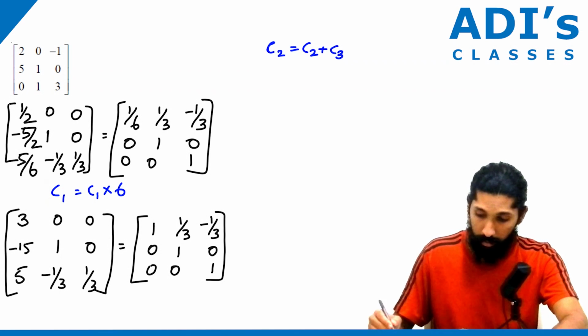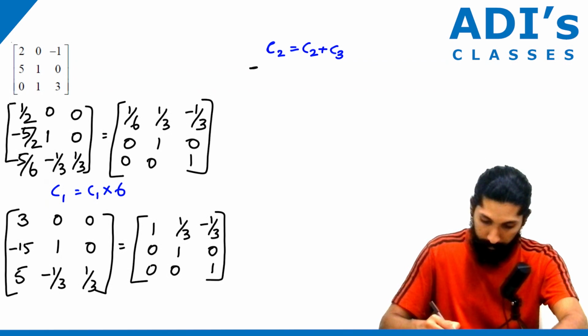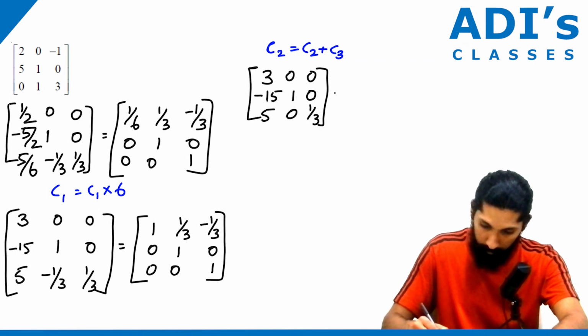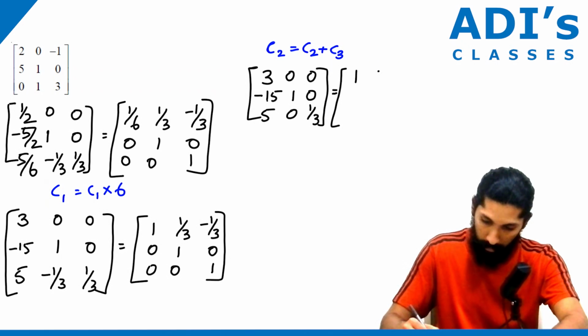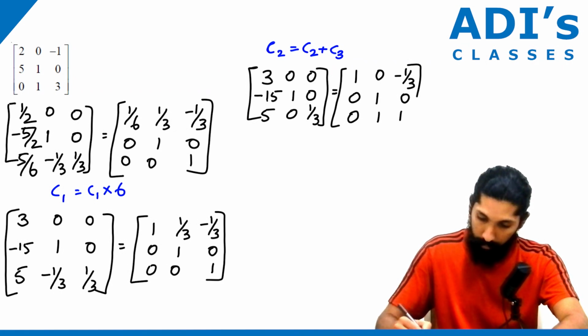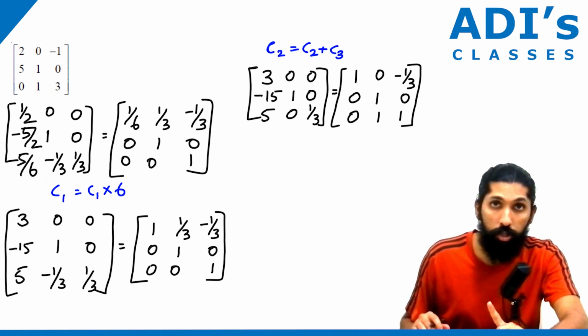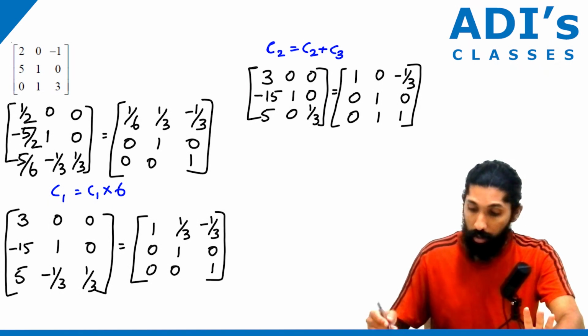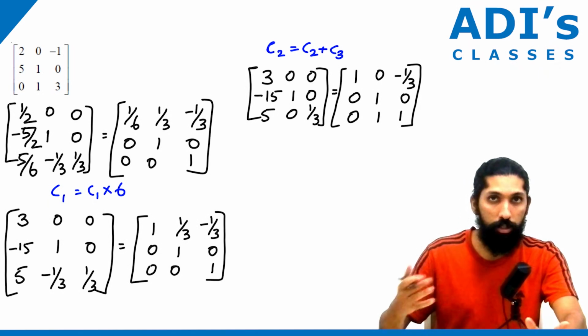First case. So now you are going to have 3, 0, 0 itself. Minus 15, 1 and 0. 5, 0, 1 by 3. 1, 0, minus 1 by 3. 0, 1, 0, 0, 1, 1. So the last row changed. That's okay. Let the last row be changed. That's not an issue. This is how you keep on changing it.